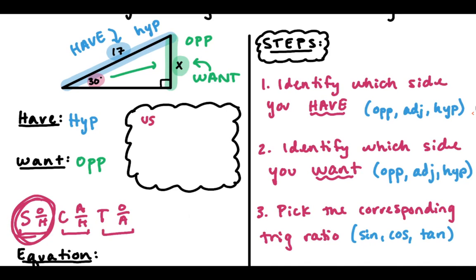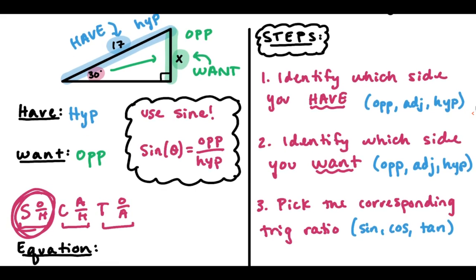So we're going to use sine, because sine of an angle is equal to the opposite side divided by the hypotenuse. So there's our want, there's our have. So that's why we're using sine.